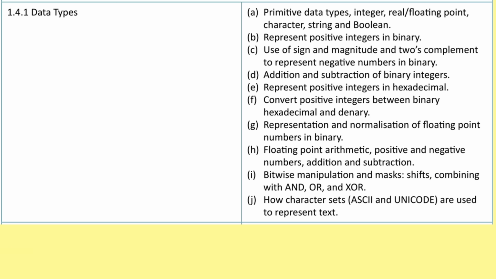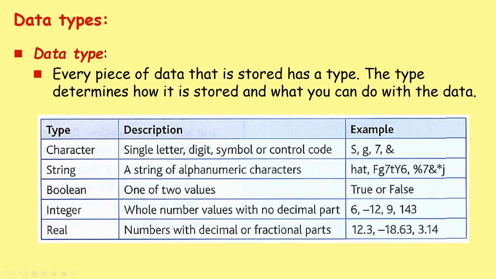This would include something like PHP. 1.4.1 Data types. Primitive data types. Every piece of data that is stored has a type. The type determines how it is stored and what you can do with the data. I will assume that if you reached A level that you are familiar with primitive data types, but just double check that you do know the definitions for character, string, Boolean, integer, and real.